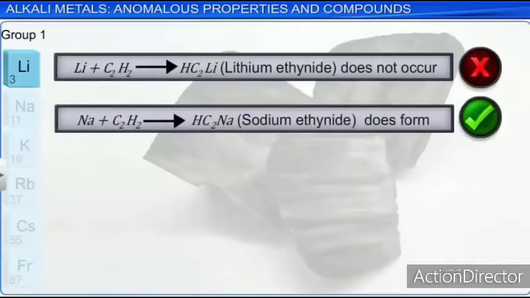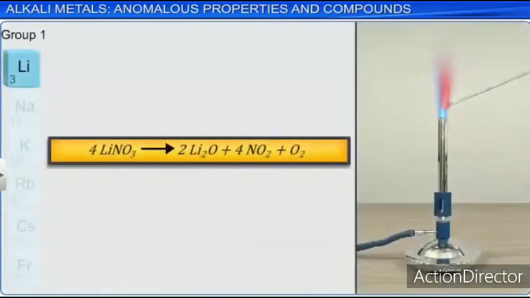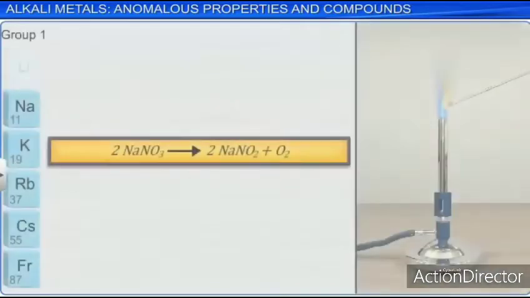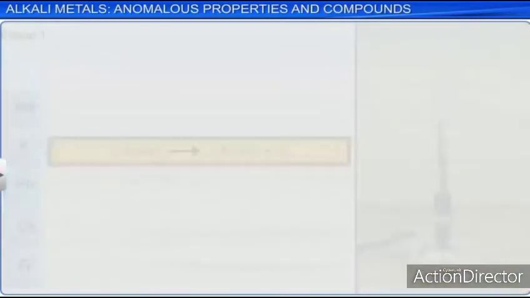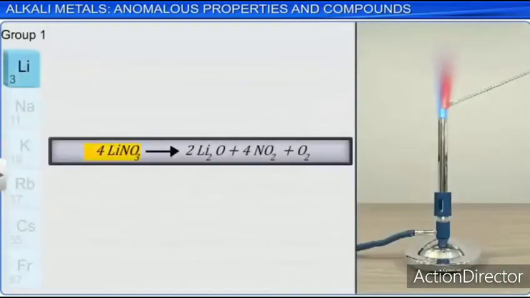When lithium nitrate is heated, the decomposition reaction results in lithium oxide. However, other alkali metal nitrates form nitrites when heated. This is shown in the equations. Lithium nitrate decomposes to form lithium oxide, nitrogen dioxide, and oxygen gas, whereas the decomposition of sodium nitrate yields sodium nitrite and oxygen gas.